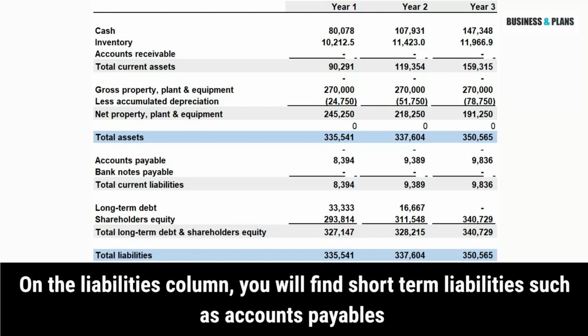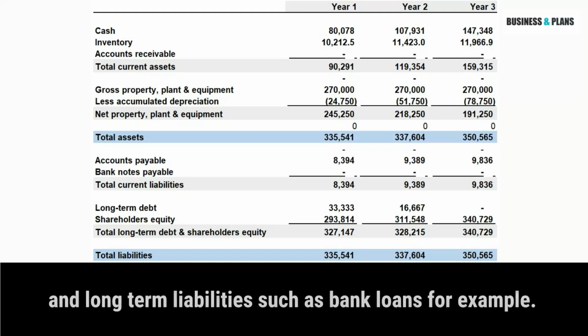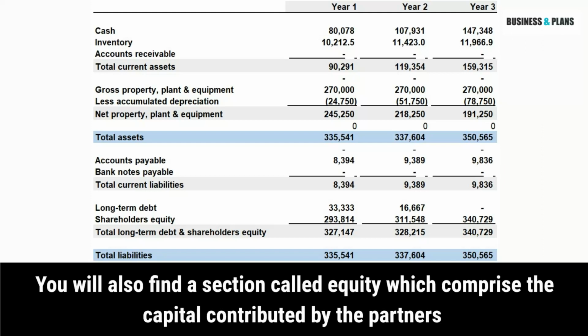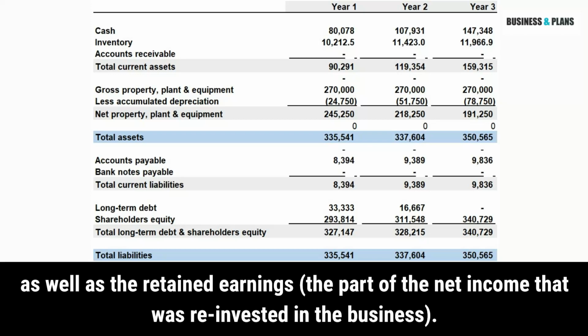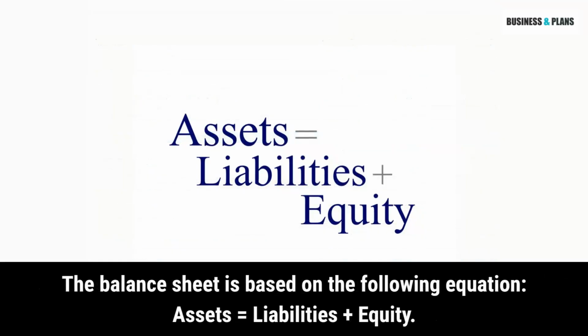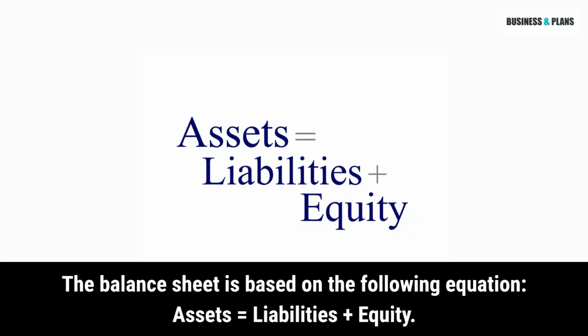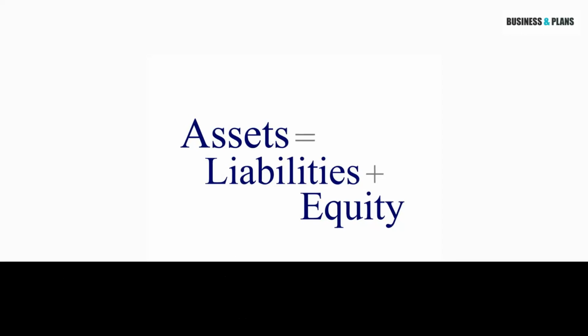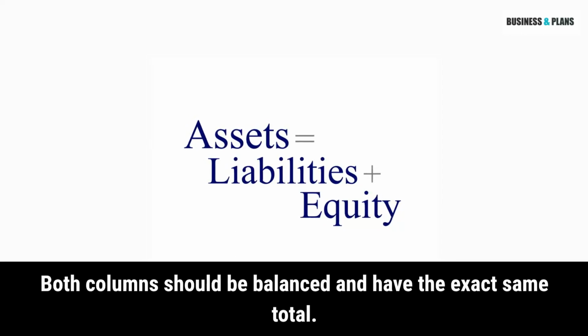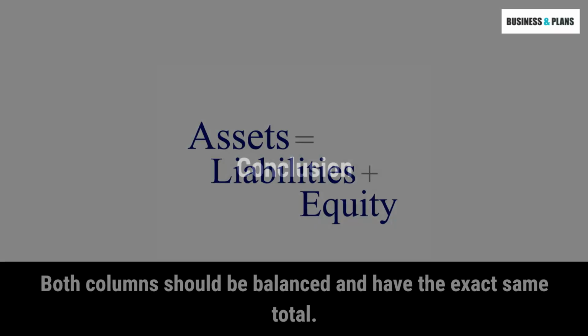On the liabilities column, you will find short-term liabilities such as accounts payables and long-term liabilities such as bank loans, for example. You will also find a section called equity, which comprises the capital contributed by the partners as well as the retained earnings, the part of the net income that was reinvested into the business. The balance sheet is based on the following equation: assets equals liabilities plus equity. Both columns should be balanced and have the exact same total.